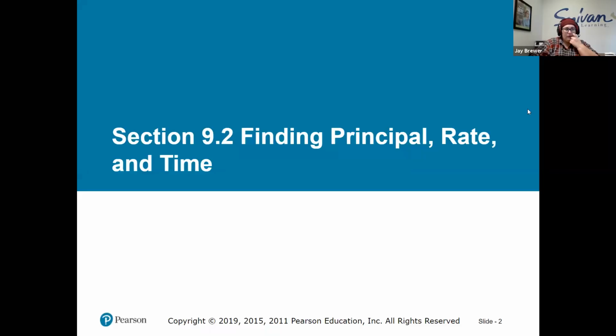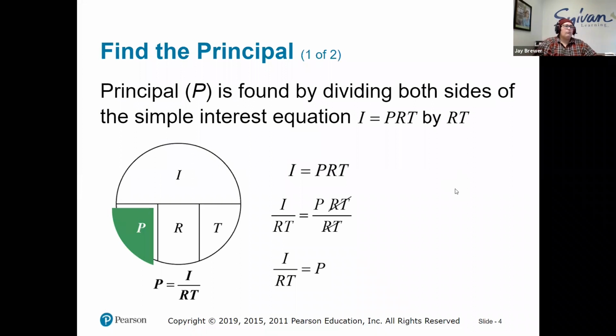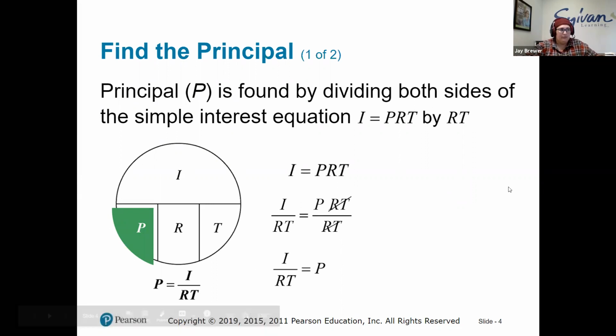Okay. So we're going to move on to 9.2, finding principal, rate, and time. There are your objectives, nice and simple. So when we're talking about principal, we may at times need to rearrange this interest formula, okay? And much like your base, part, and rate, it's pretty simple. If you start with the formula and you need to rearrange it, you have the algebra skills to do so.